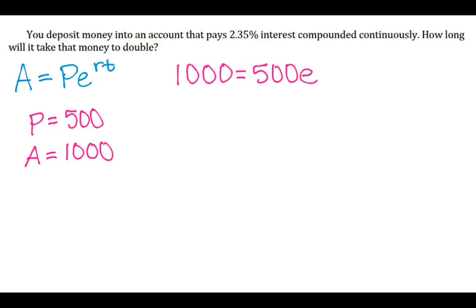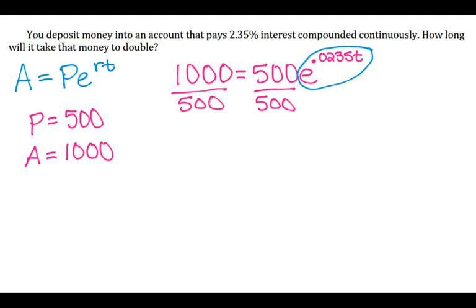So 1,000 equals 500 e to the rt, so r is 2.35%, which is 0.0235 as a decimal, times t. And then, of course, to solve for t, we're going to isolate your exponential function, so I'm going to divide both sides by 500. And that gives me 2 equals e to the 0.0235t. And then since I'm solving for this exponent, I need to bring it down somehow, and the only way to bring it down is to incorporate logarithms.